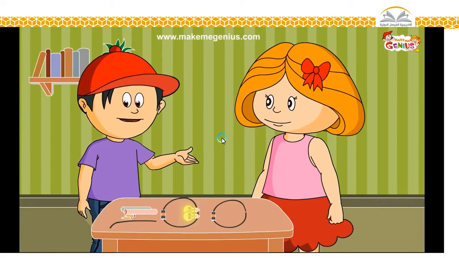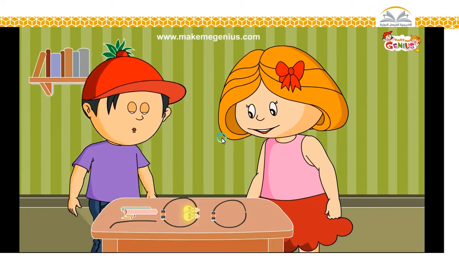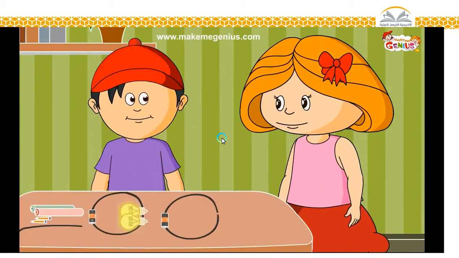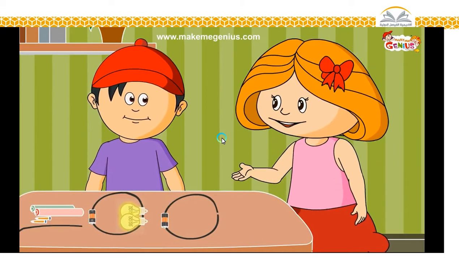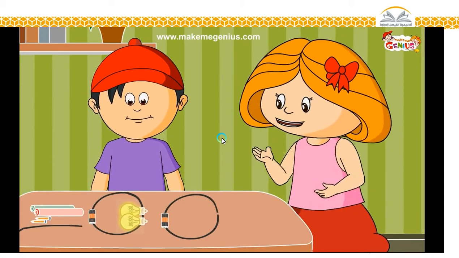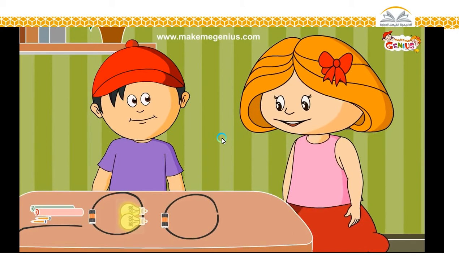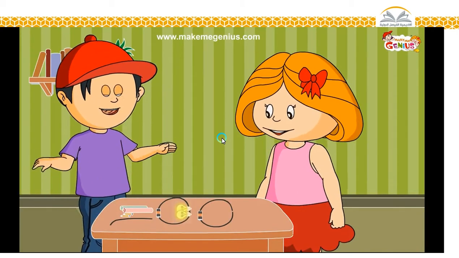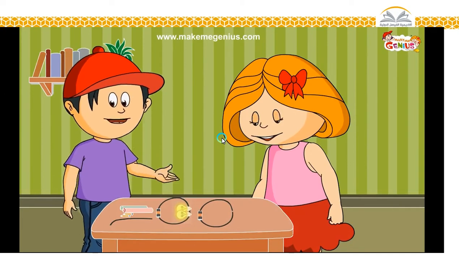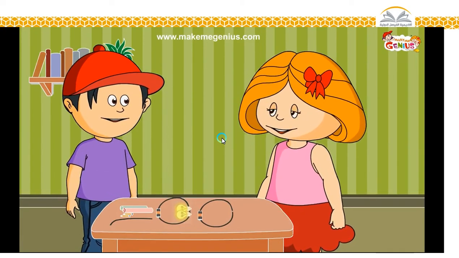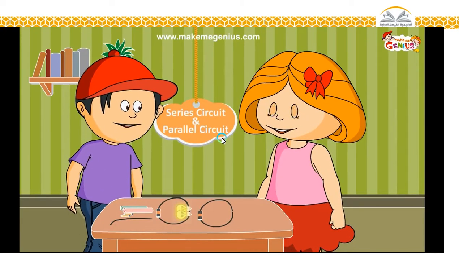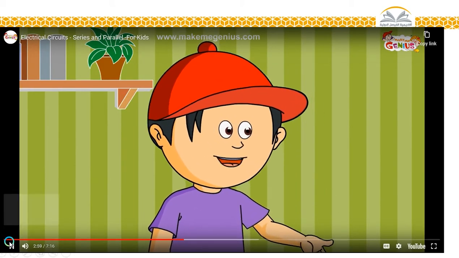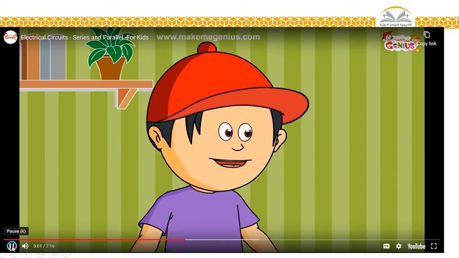Look at my circuit. It has a battery and two bulbs, and it is complete with wires. Yeah, it is very good. This kind of circuit is known as a simple or series circuit. Oh, so if this is a simple circuit, is this something called a complex circuit? There are two kinds of circuit, series and parallel. So mine is a series circuit. Can you tell me about parallel circuit?